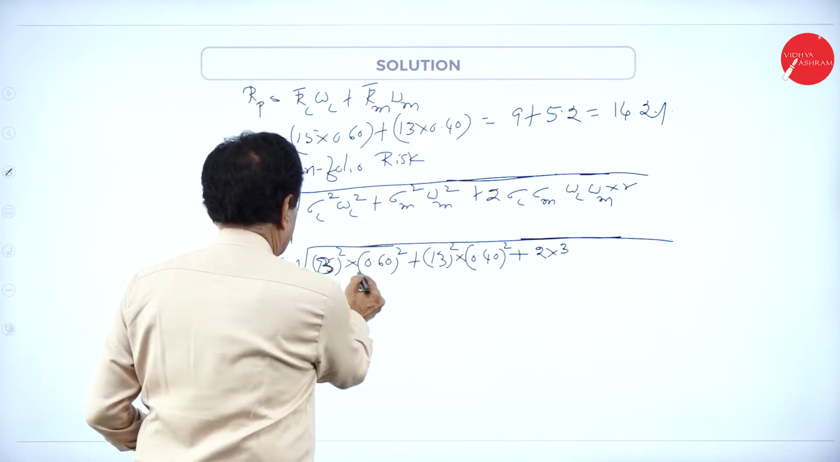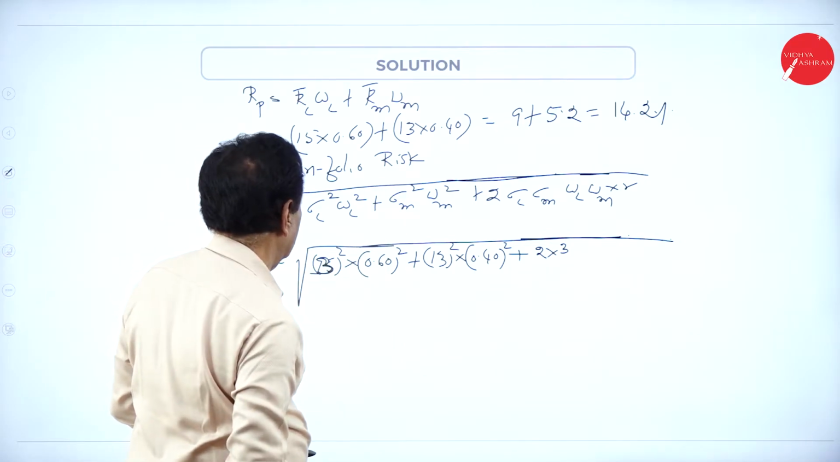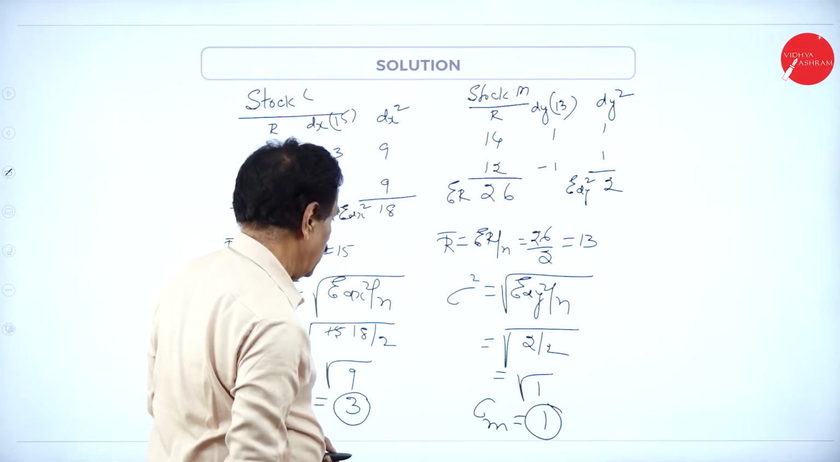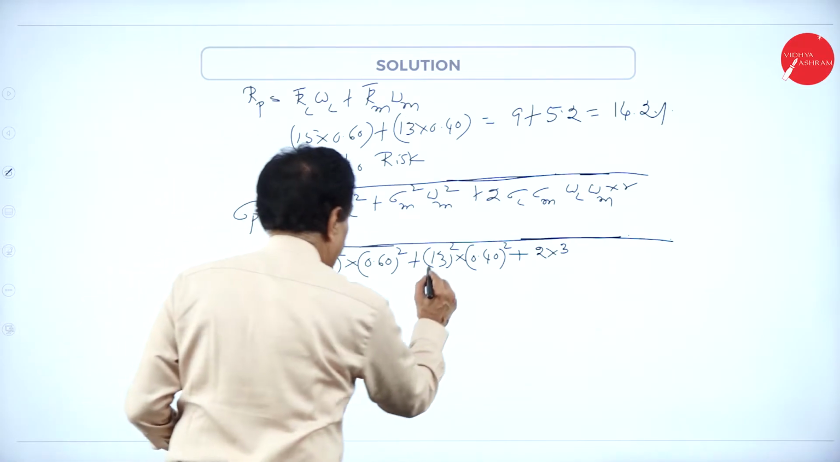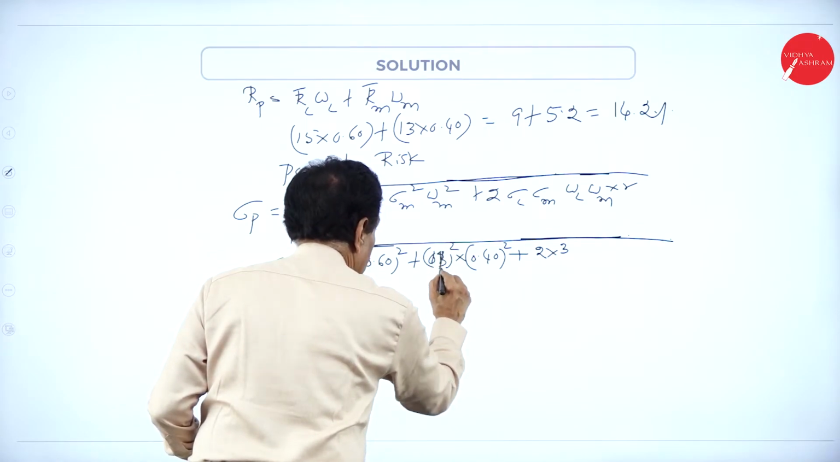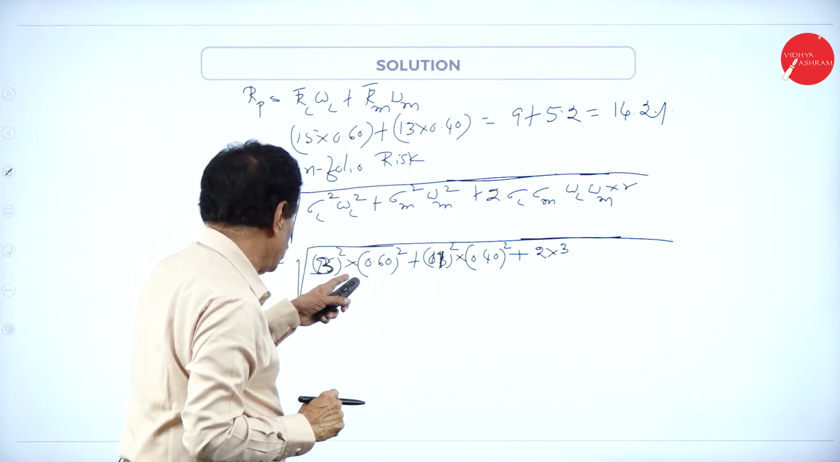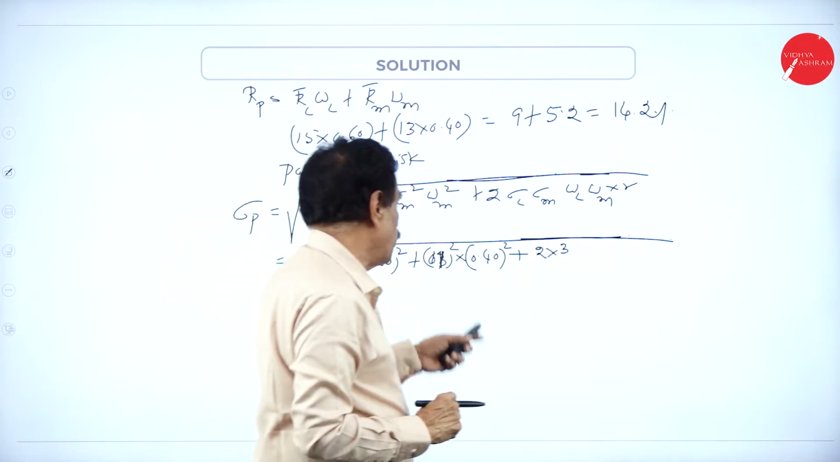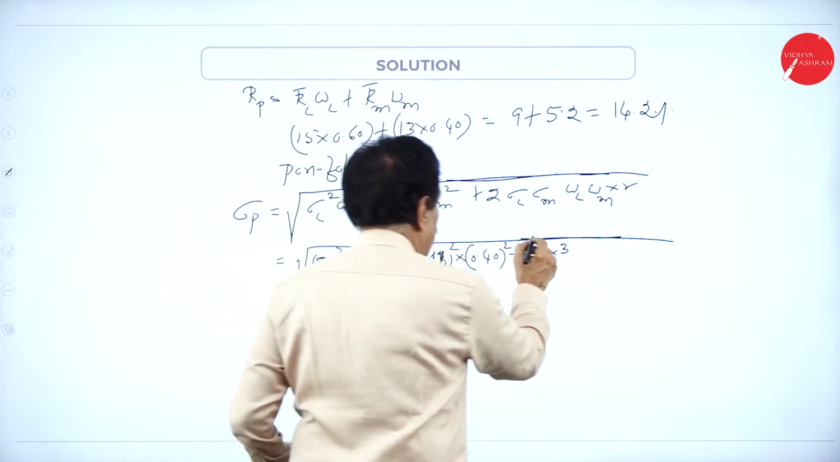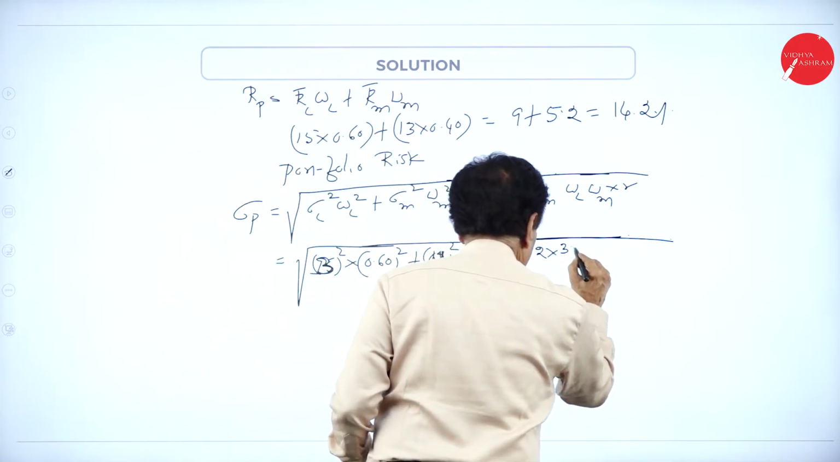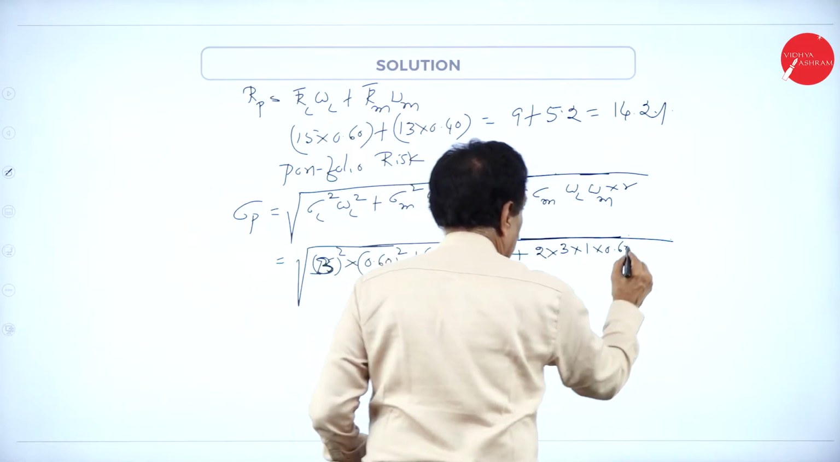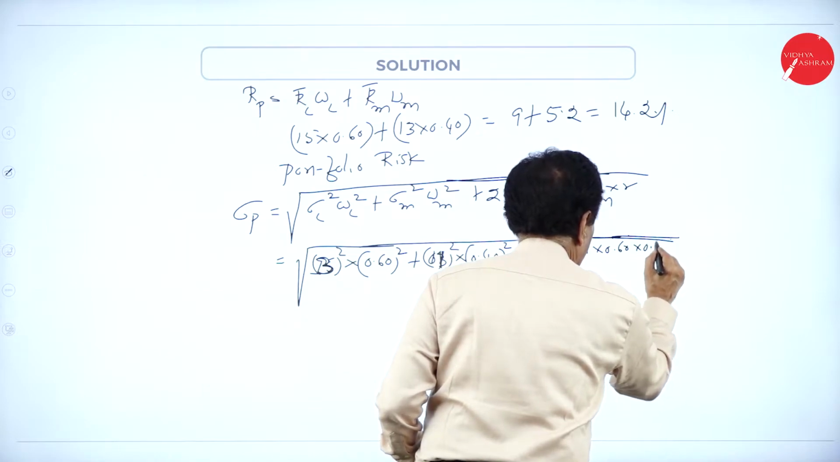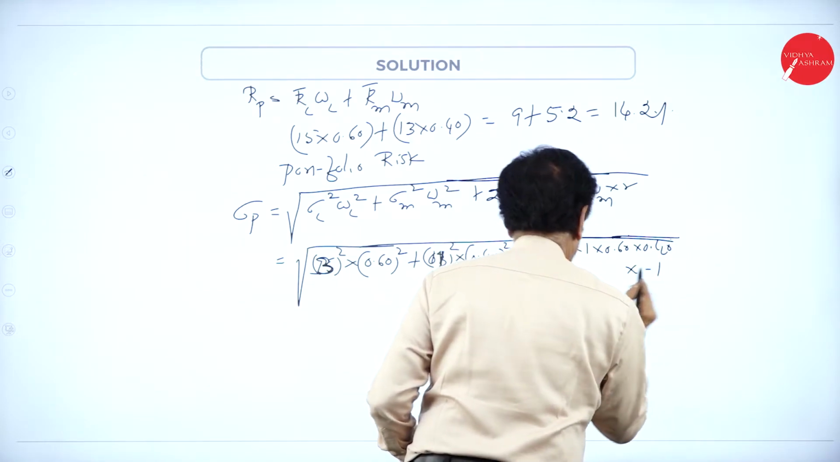Then WL square is square. Then here, standard deviation L is 3 square, 0.60, 0.40, 2 into 3 into 1 into 0.60 into 0.40 into minus 1.